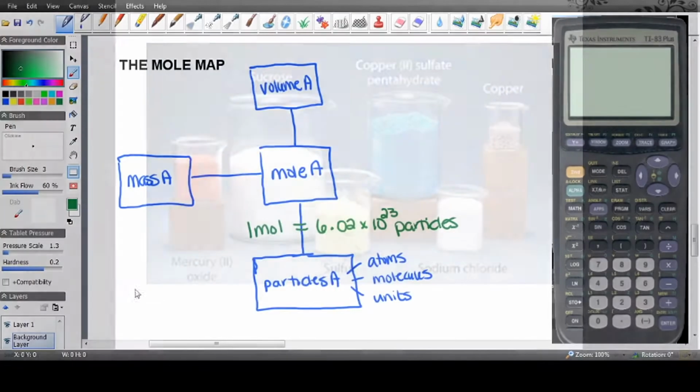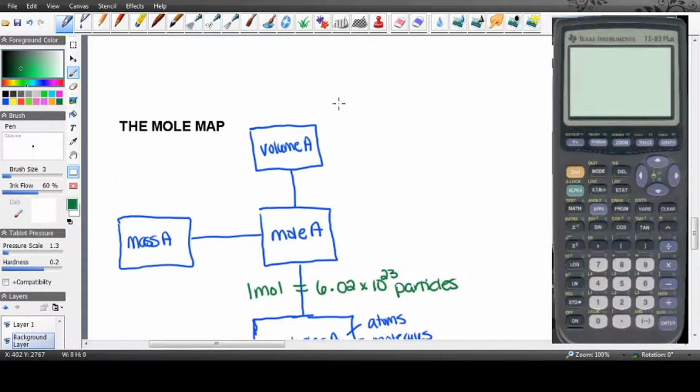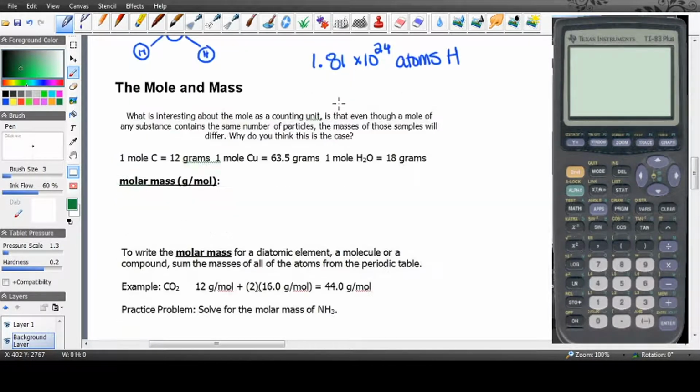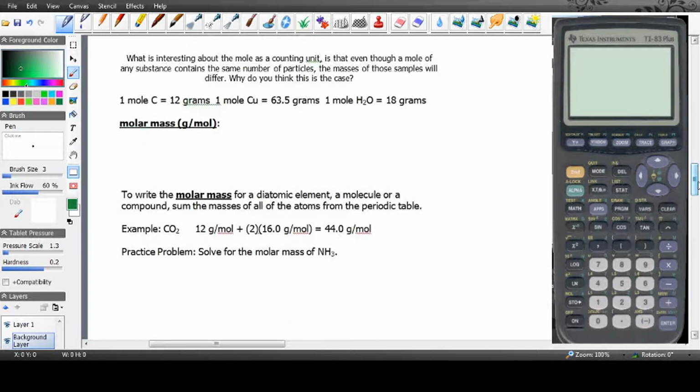So let's go back to our notes. We will leave our mole map for a minute and go back up here to talk about what molar mass is. So just like I showed you guys in that PowerPoint slide, a mole of carbon is 12 grams. A mole of copper, 63.5 grams. A mole of water, 18 grams. These are called molar masses.